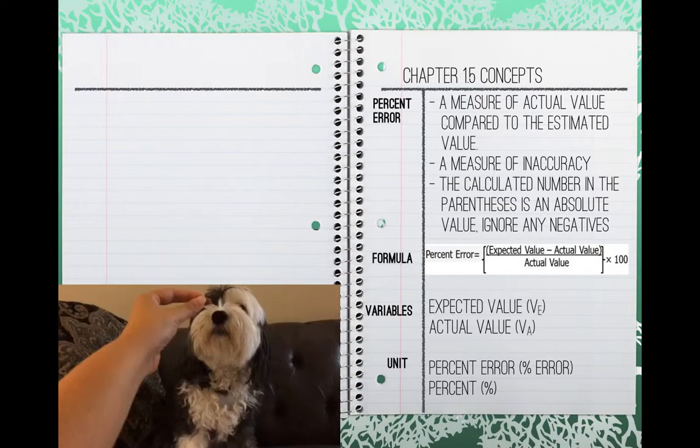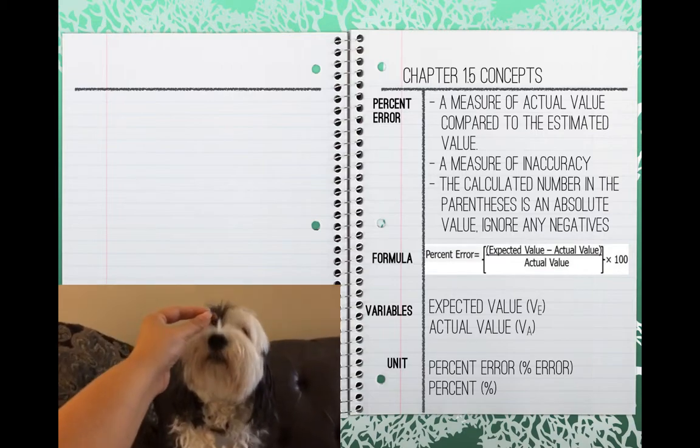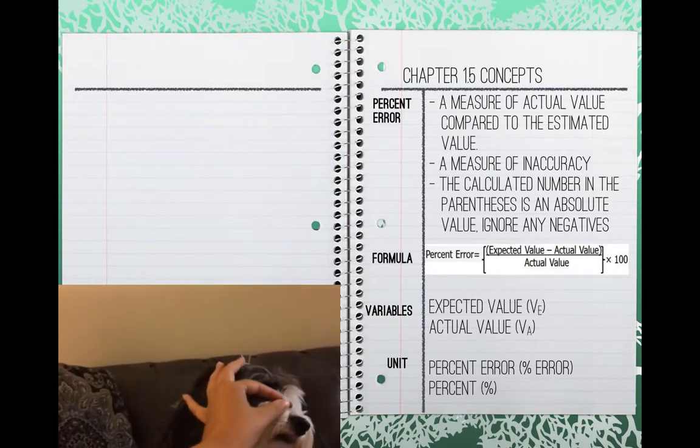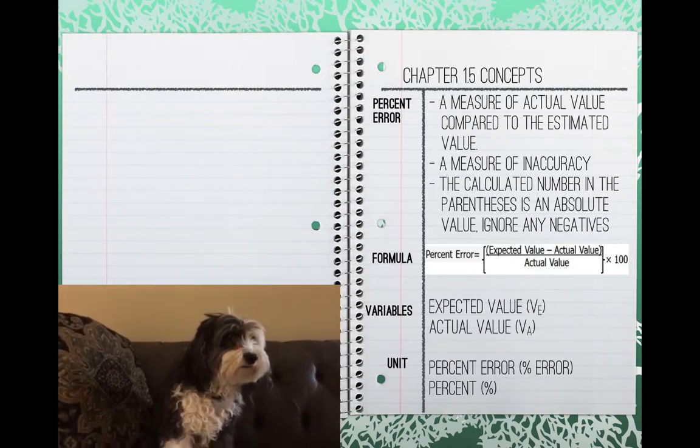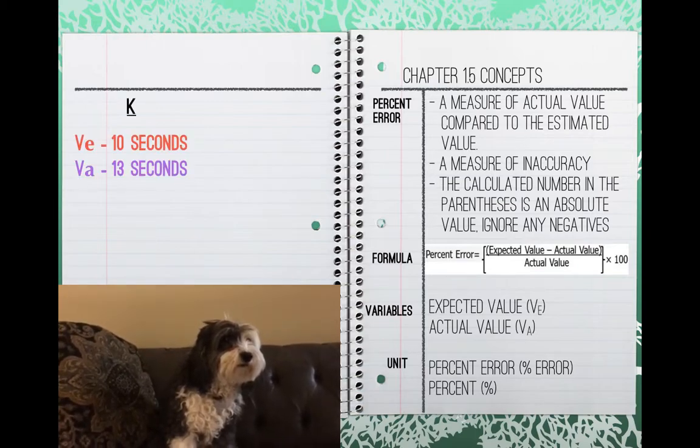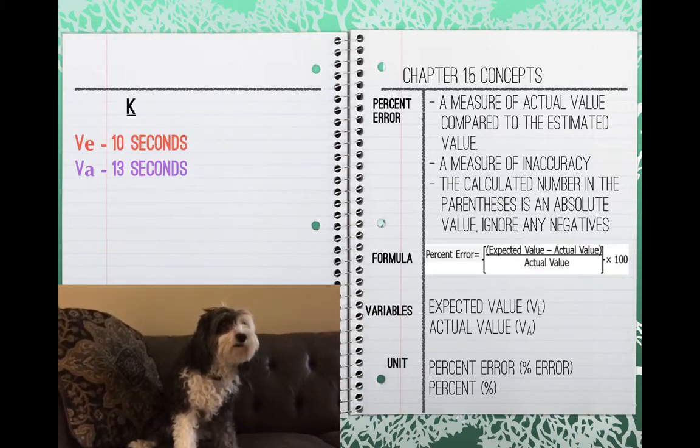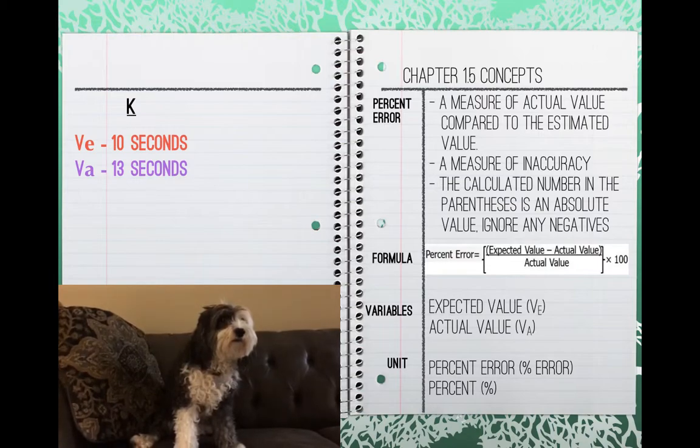And so with this, I did a small experiment. I had an expected value with my dog. I thought, how long can she hold a treat on her nose before she loses all control and has to eat it? And so my expected value was 10 seconds. Her actual value of holding on her nose before she ate it was 13 seconds.